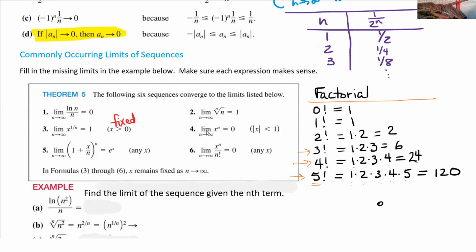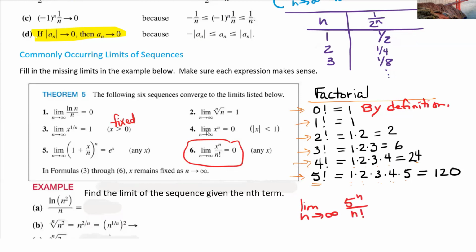3 factorial is 1 times 2 times 3, which is 6. 2 factorial is 1 times 2, which is 2. 1 factorial is just 1. And here's a weird one. 0 factorial turns out to be 1 as well. It has to be for other operations to work out. So that's by definition. That's what they're referring to in this limit here. You have maybe the limit as n goes to infinity of 5 to the n over n factorial. That's going to be equal to 0 because it says for any x. So I chose x to be 5 in this case, any fixed value.